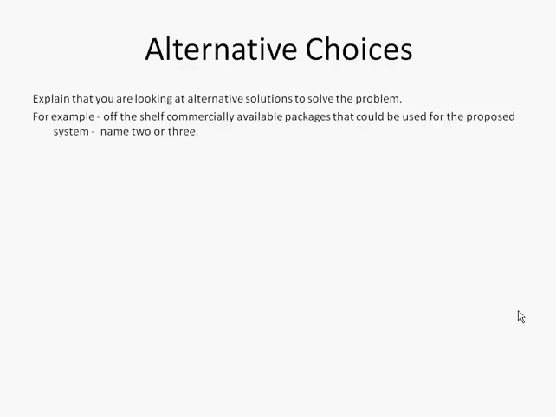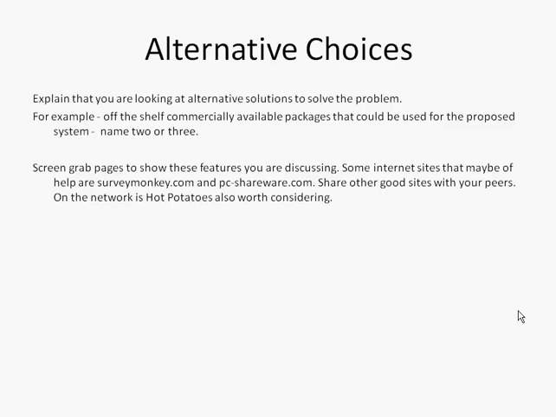If we're thinking about alternative choices as part of some advanced analysis work, this is where we might look at alternative solutions to solving the problem. So if you weren't to build your computing system to help solve your problem, what else could you use? For example, it could be off-the-shelf commercially available packages that could be used for the proposed system, and you could name 2 or 3 of these. You might do some screen grabs to show the features you're discussing.